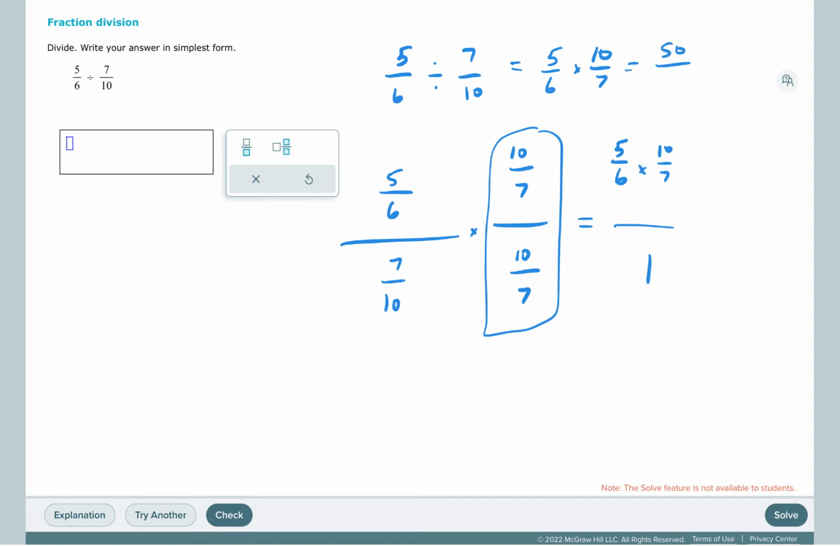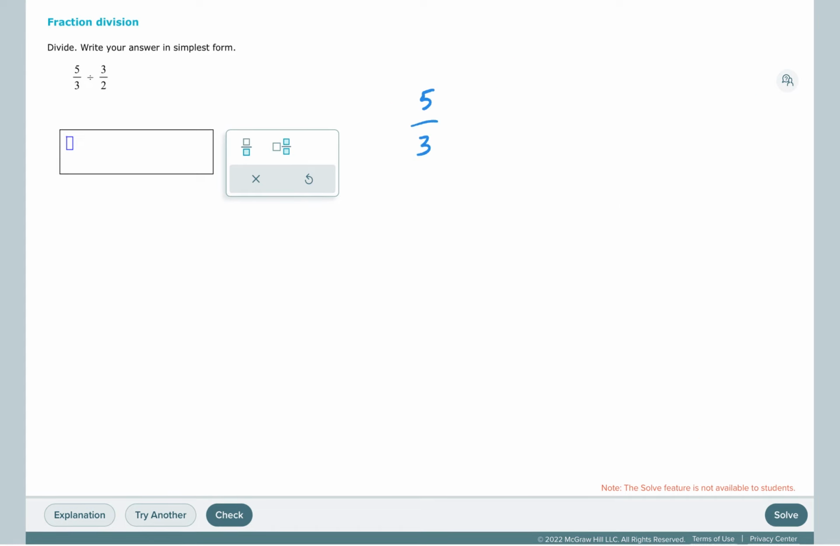That gives me 50 over 42. I can simplify this now. 50 over 42 both share a common factor of 2. 25 over 21. And I can now change this back to a mixed number. 21 goes into 25 one time. 4 leftovers. So I'm going to have 1 and 4 over 21.